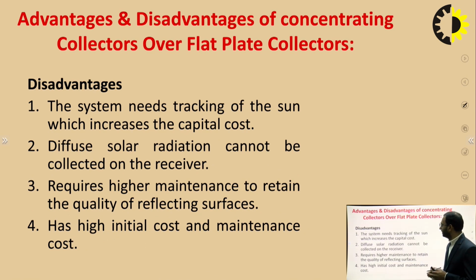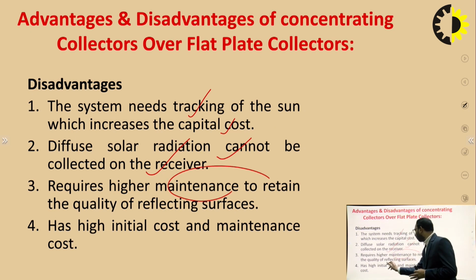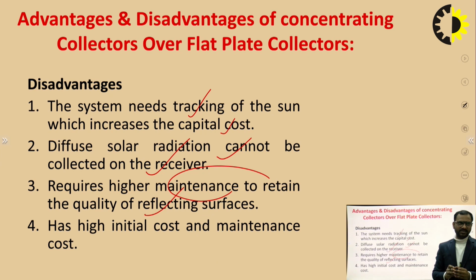Then what are the disadvantages of concentrating collectors? The first disadvantage is that it needs tracking of the sun, which increases the capital cost. Second, diffuse solar radiation cannot be collected on the receiver, and it requires higher maintenance to retain the quality of reflecting surfaces. And the last disadvantage is that it has high initial cost and maintenance cost. So these are the advantages and disadvantages of concentrating collectors over flat plate collectors.